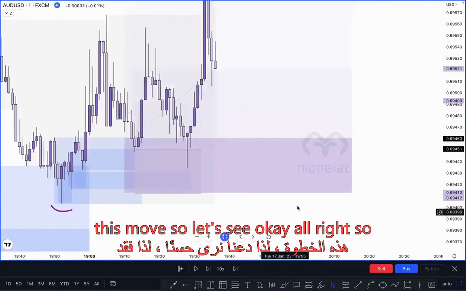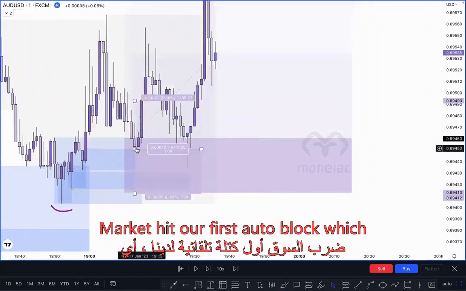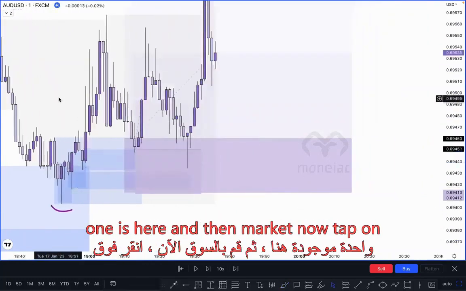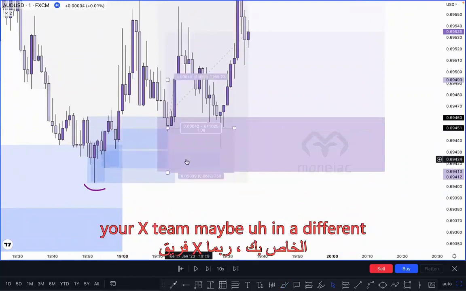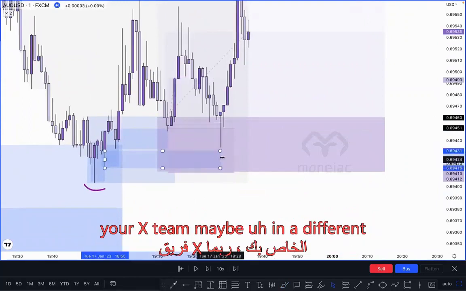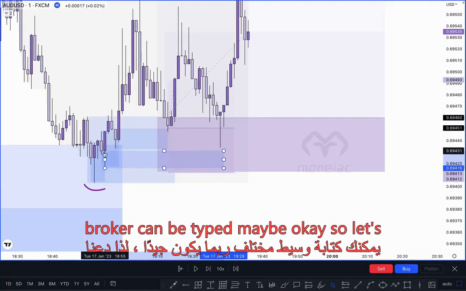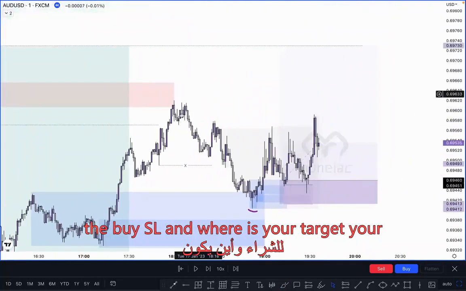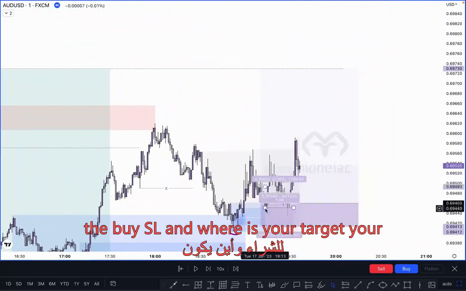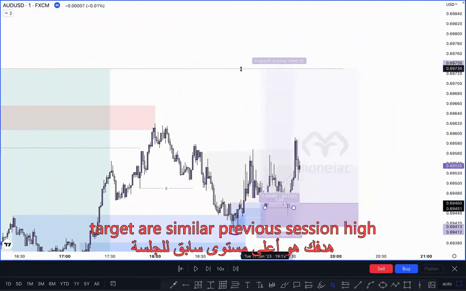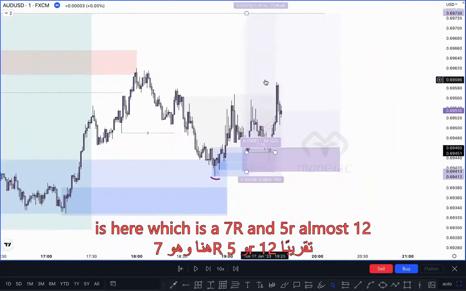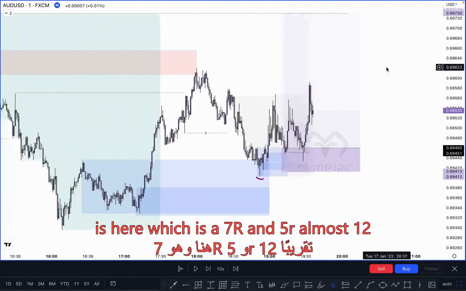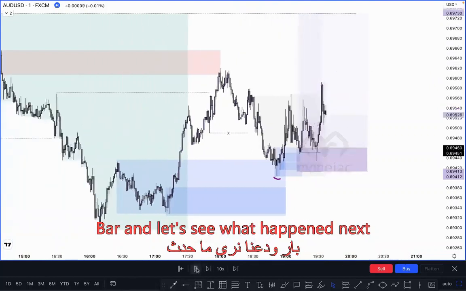So let's see. Okay, all right, so the market hit our first order block, which one is here, and then the market now taps on your extreme. Maybe in a different broker it can be tapped maybe. Okay, so let's see. So these two entries are valid for the buy here. And where is your target? Your target is similar. Previous session high is here, which is 7 hours and 5 hours, almost 12 hours. And let's see what happened next after this one.